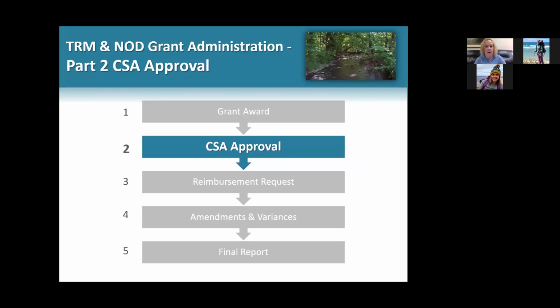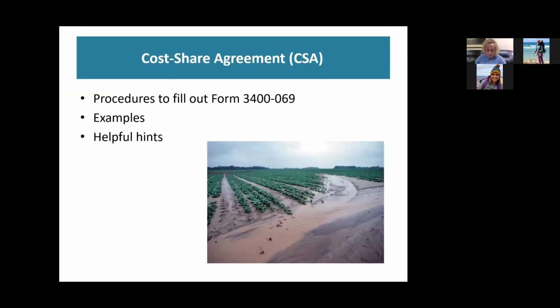Diving right into the next section, we're going to talk about the cost share agreement approval process. Sometimes we'll refer to it again as the CSA. We'll take a look at the procedures for filling out the cost share agreement form, form 3400-069, and we'll provide some examples and also some helpful hints.